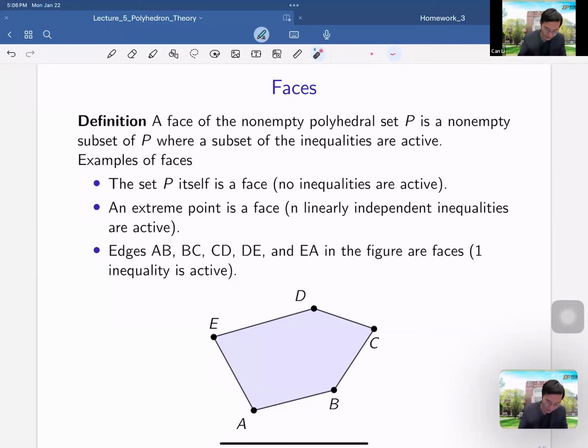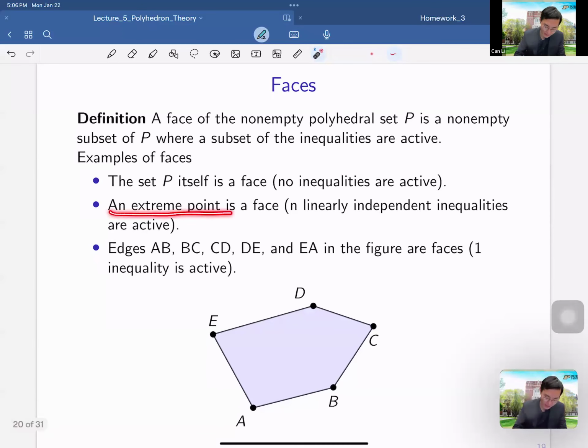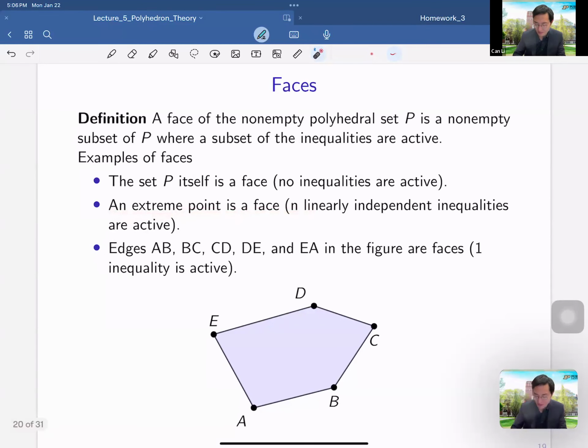So here are some examples of faces. The polyhedral set P itself is a face. If you pick an empty set of inequalities, so no inequalities are active, then you basically reproduce the set P. An extreme point is also a face because you can pick linearly independent inequalities and they are active. That defines an extreme point. So that's why an extreme point is a face.